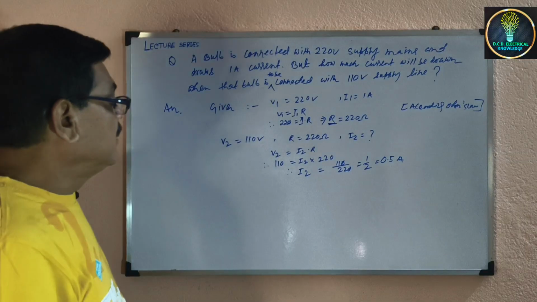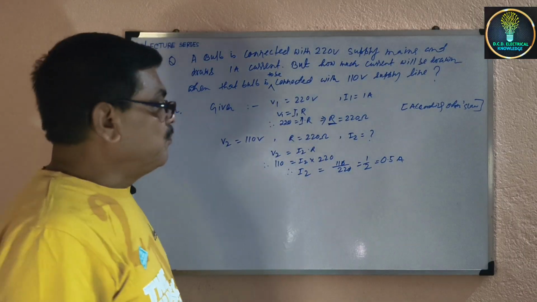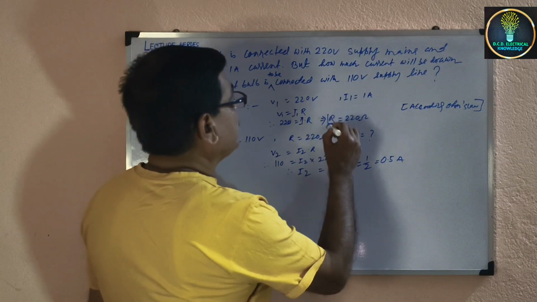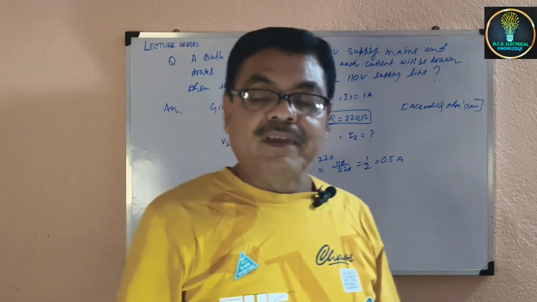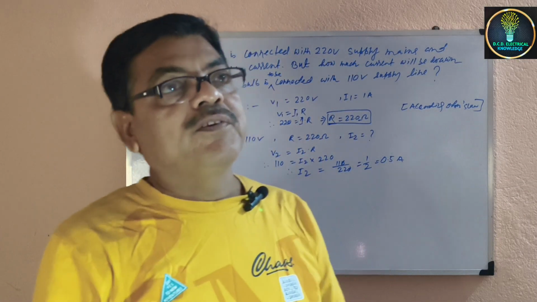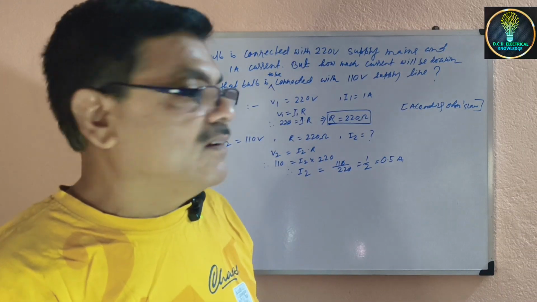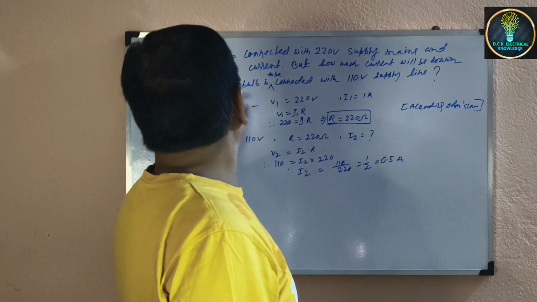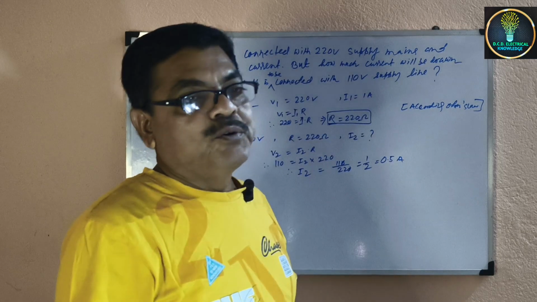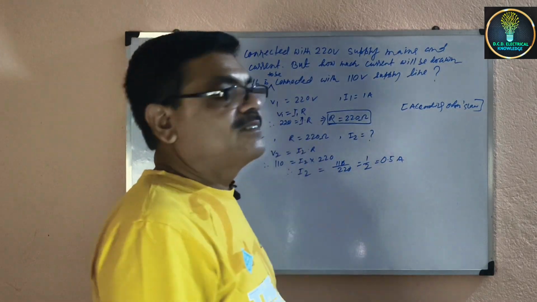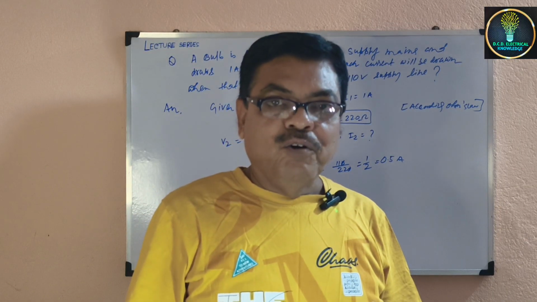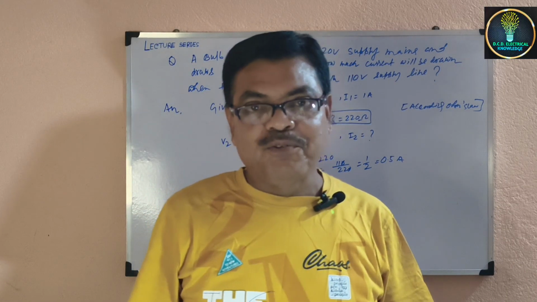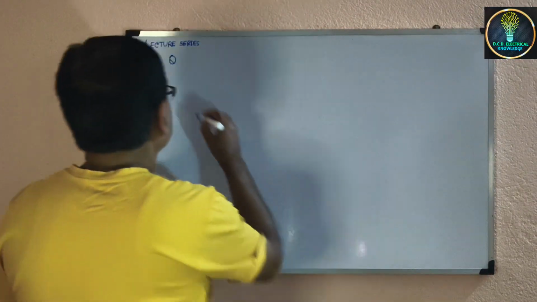Okay, this is very easy, but this concept is very important. The resistance of a bulb remains constant whenever it is used at either 220 volt or 110 volt. Hope it is clear to all. Question number 3.